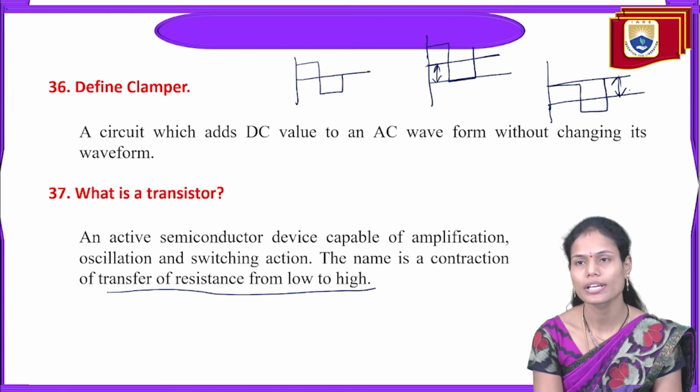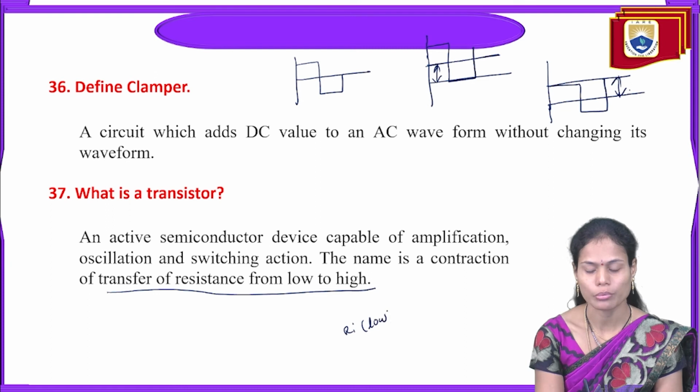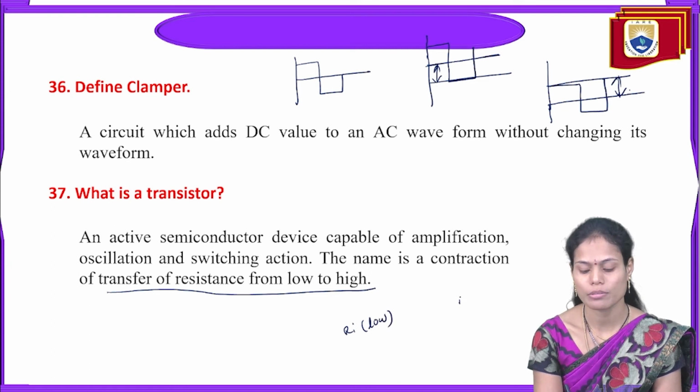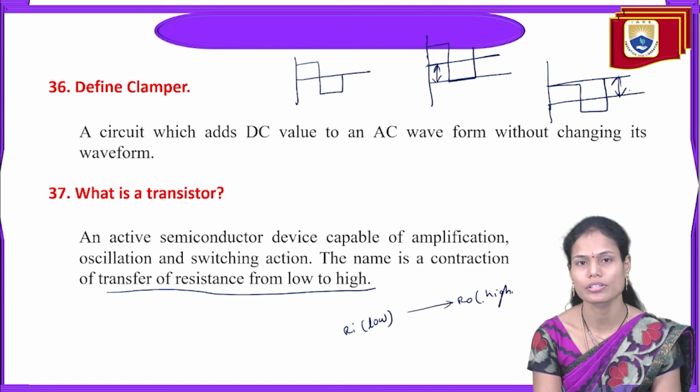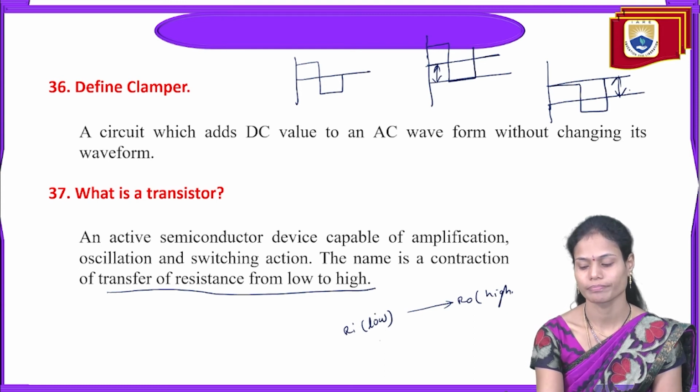Why are we calling it a low resistance region to high resistance region? In the transistor, the input junction is forward biased and the output junction is reverse biased. The input junction being forward biased means the input resistance is low. The output junction being reverse biased means the output resistance is high. So the function is to transfer the signal from low resistance to high resistance, from input side to output side. Because of that, we call it the transfer of resistance from low to high.